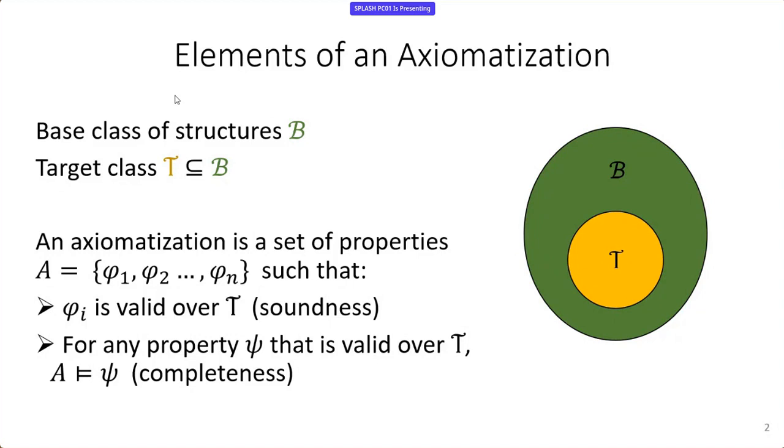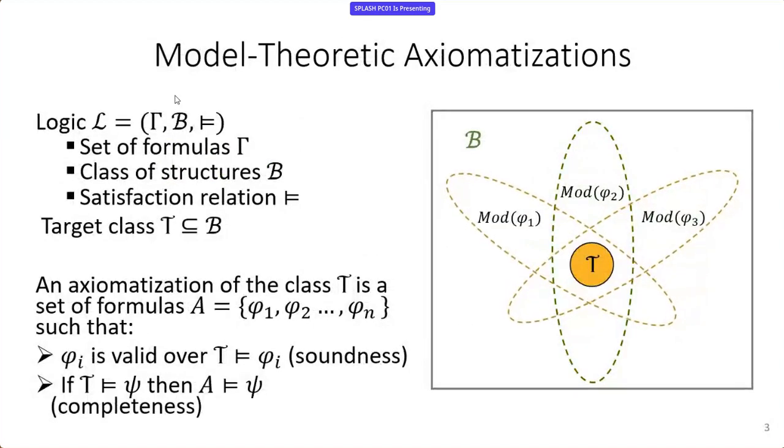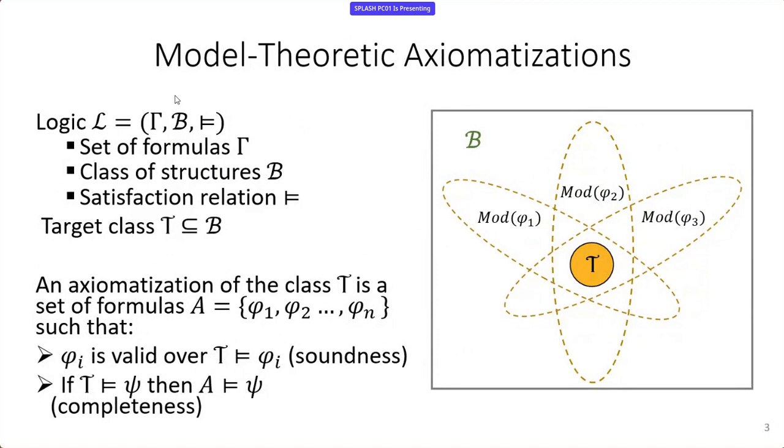So let's look at the picture of axiomatization, incorporating the fact that there is a specific language in which we're looking at axioms. Consider a logic L in the abstract sense. And what I mean by this is that you're given a syntax and a semantics. The syntax is given by a set of formulas gamma. And you also have a set of structures, a class of structures B, over which this logic operates. And then you have the satisfaction relation, double turnstile, that tells you when a formula satisfies a model. The target class is a particular subset of this base class, which is all models of the logic.